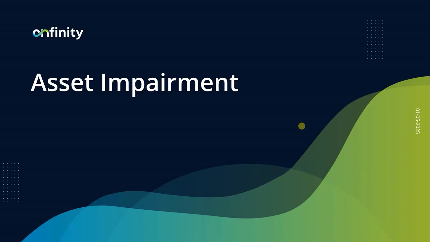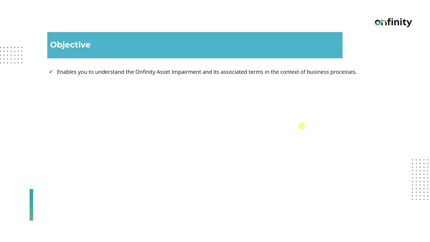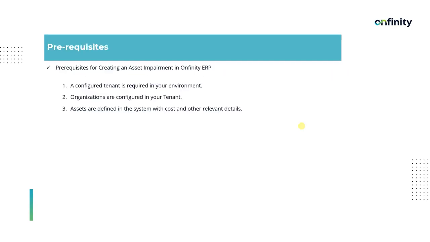Good evening, everyone. In today's session, you will understand the asset impairment process in Onfinity ERP. The objective enables you to understand the concept of asset impairment and its associated terms in the context of business processes. The prerequisites for creating an asset impairment in Onfinity ERP include having a configured tenant in your environment, configured organizations in your tenant, and assets defined in the system with cost and other relevant details.